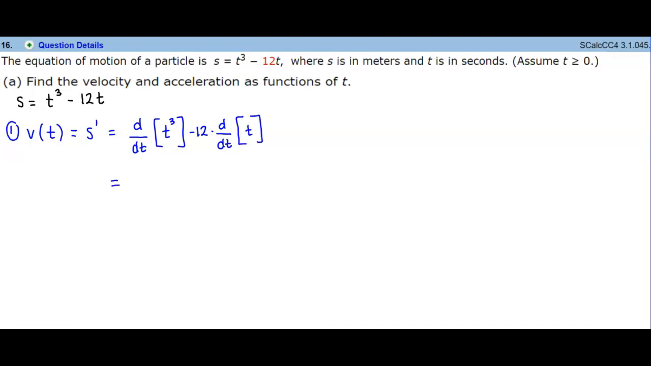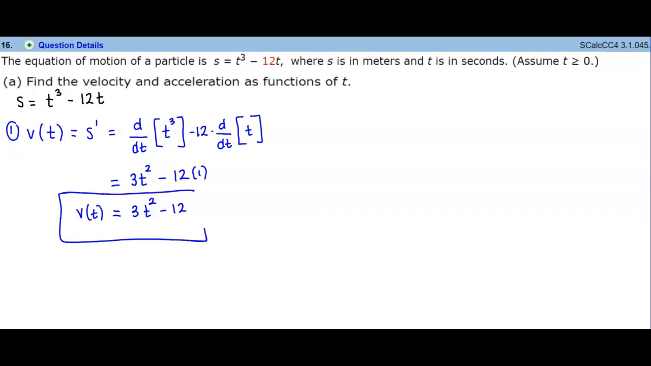So recall that since this is the power rule, we know that this is going to be 3 times t to the 3 minus 1, which is 2, minus 12 times the derivative of t, which is 1. So therefore, we would say that the velocity function is equal to 3t squared minus 12.